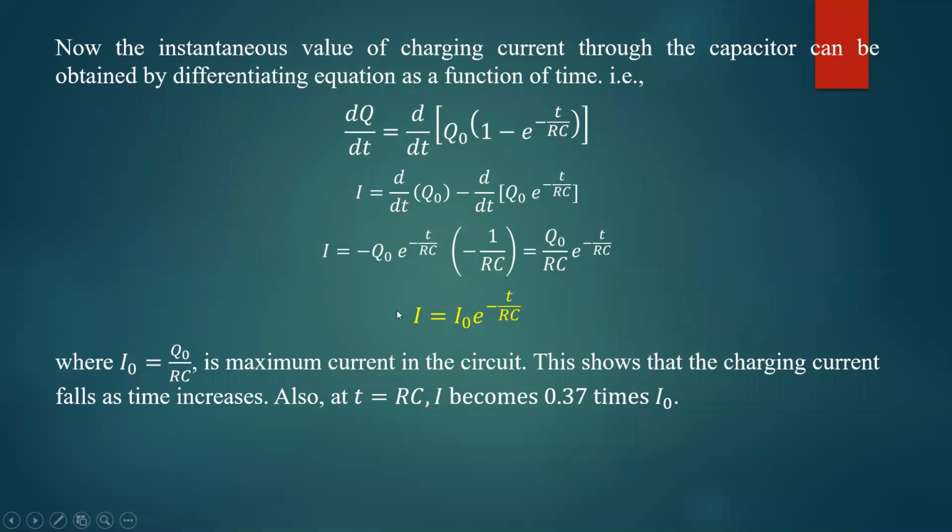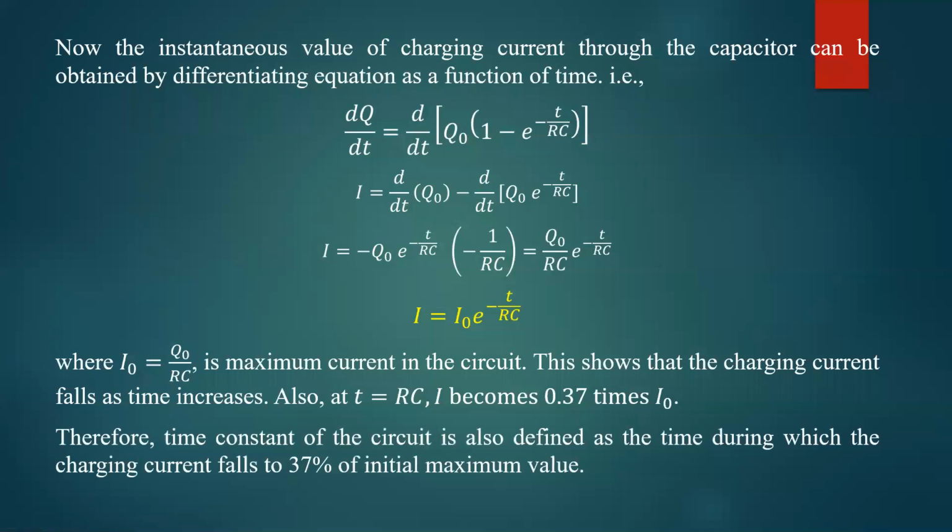Therefore, current decreases with time. And at t equal to RC, if you calculate, the value of current I becomes equal to 0.37 times I naught. Note this point: current decreases, whereas the charge and voltage across the capacitor increase, whereas current through the capacitor decreases, and finally it will become zero. So time constant in terms of current can be defined.